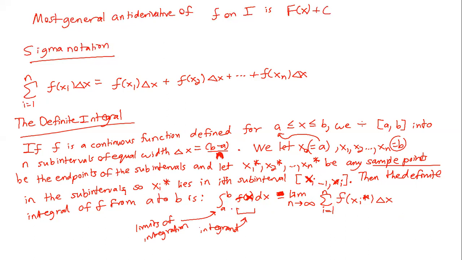The limit as n goes to infinity of the sum from i equals 1 to n of f of xi star delta x. So a few points. This is what we call the integrand. These are the limits of integration. dx has a symbol for that. You can see how the symbol almost makes sense in the definition, but this is the symbol used for this. So that's really important to remember.